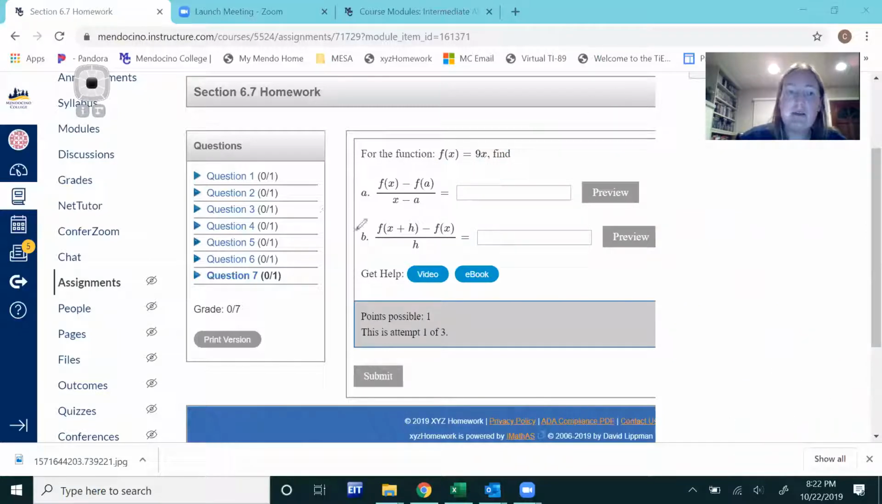All right, so that is 6.7. Essentially, what you need to get out of this is think about what makes the denominator 0. Where are your restrictions? And that is a vertical asymptote.